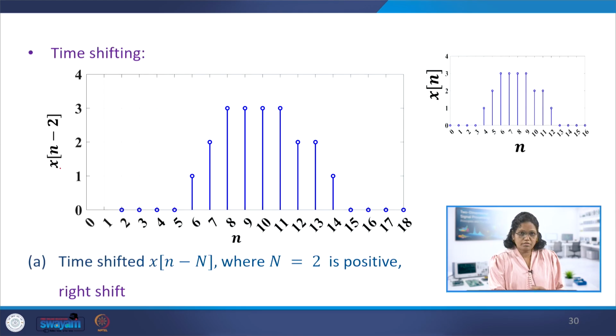So if right shifted, x of n minus 2, instead of 0, it is starting from 2. Okay, so the sequence, and the remaining, this is at 6, this was at 4, right. So 4, it is delayed by 2 time units. So time here is n equal to 2. So the remaining things are preserved. So it's just a delay by 2 samples.